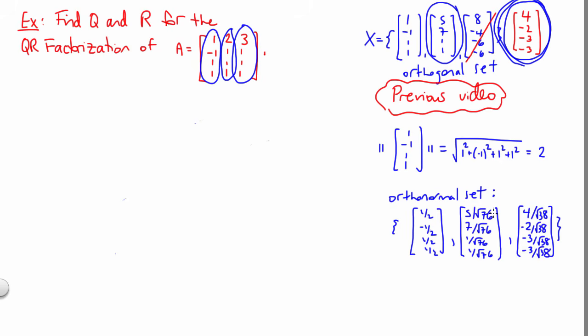I'm not going to worry at this point about rationalizing any of these fractions or simplifying these fractions. We'll do that at the very end of the problem. At this point, we're able to write down our matrix Q. So the columns of Q will just consist of these vectors here that form our orthonormal set.